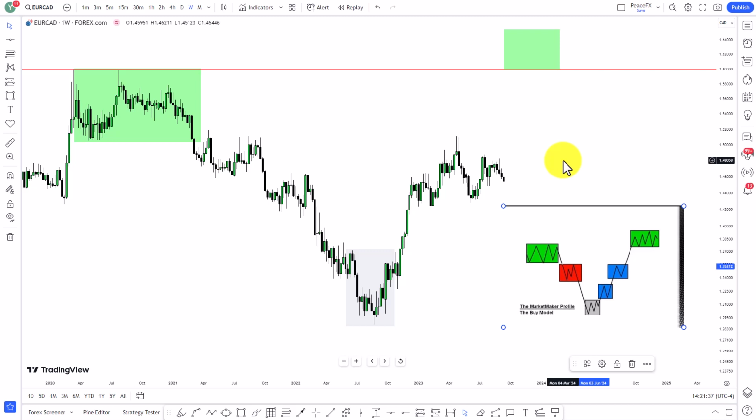So I'm wishing you good luck, and understand that this pattern is fractal. It's applicable in any time frame.